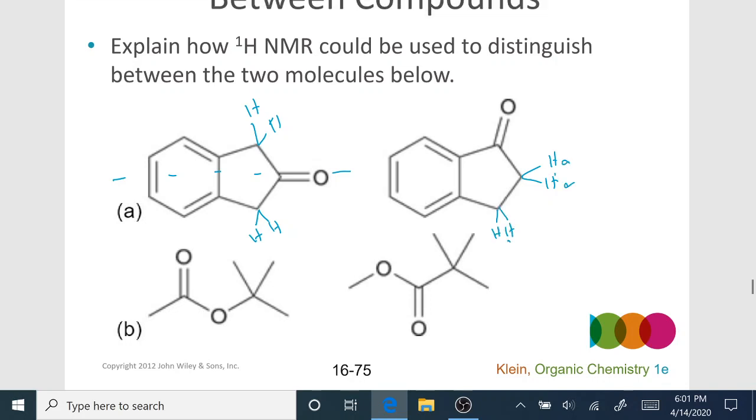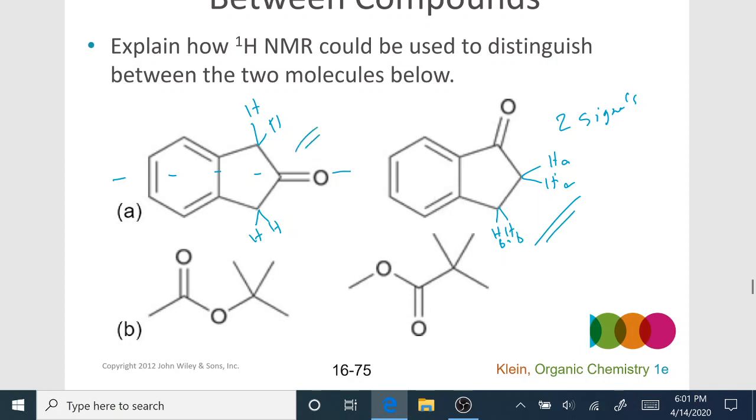So HAs are equivalent to each other. HBs are equivalent to each other. But HA is not equivalent to HB. So we're going to see 2 signals for those. And of course, we'll have additional signals for the hydrogens on the benzene ring. And so you could distinguish between having 2 alkyl signals versus 1 alkyl signal here.